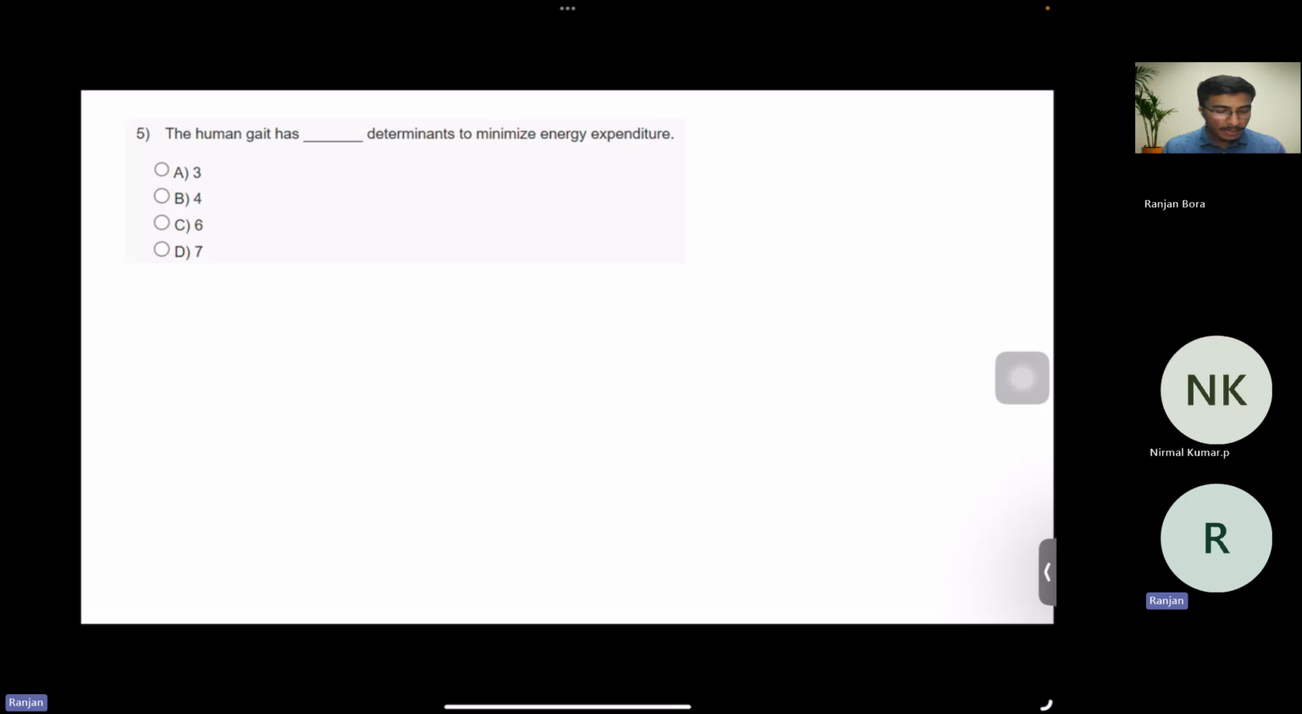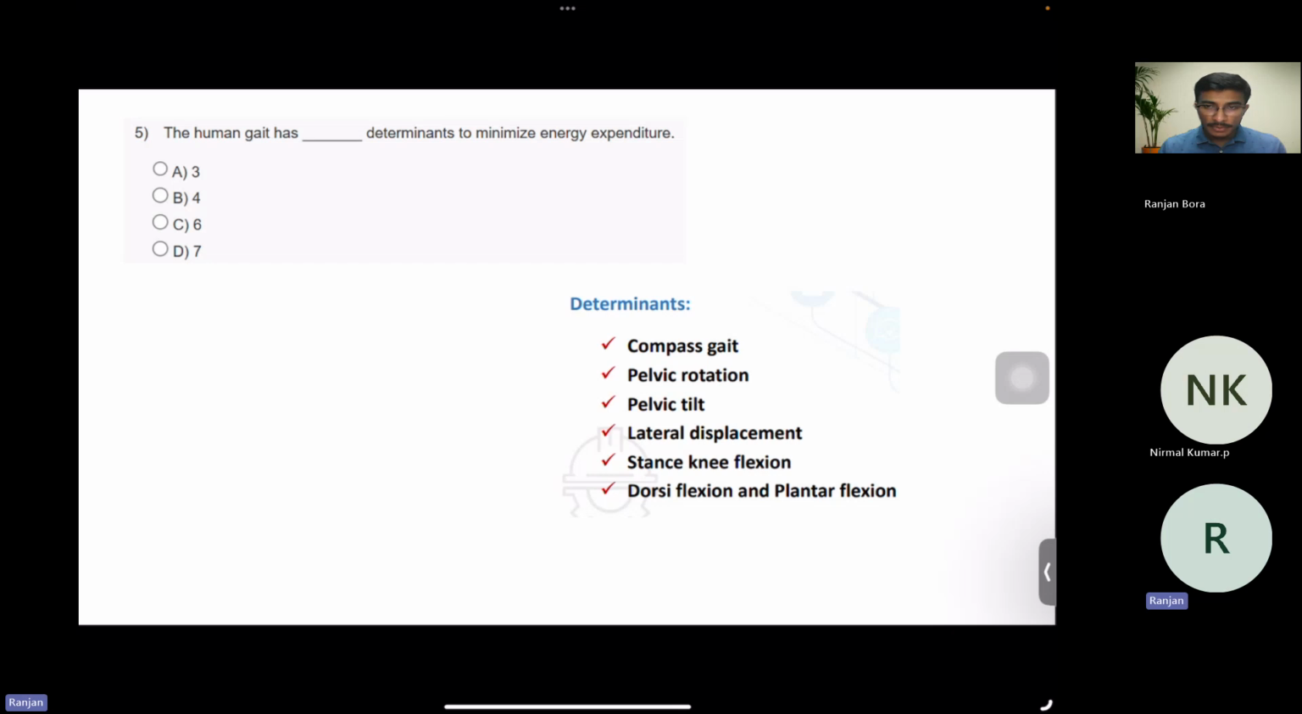And the next question is, the human gait has dash determinants to minimize energy expenditure. How many determinants are there? So these are the determinants: one is compass gait, then pelvic rotation, pelvic tilt, lateral displacement, stance knee flexion, and dorsiflexion and plantar flexion. So in total it has six determinants to minimize the energy expenditure.